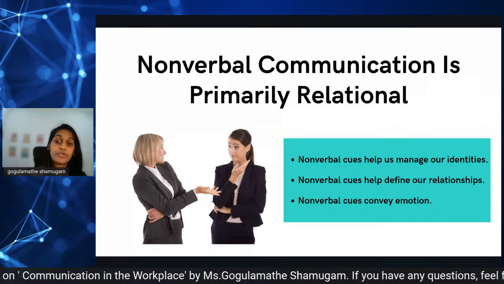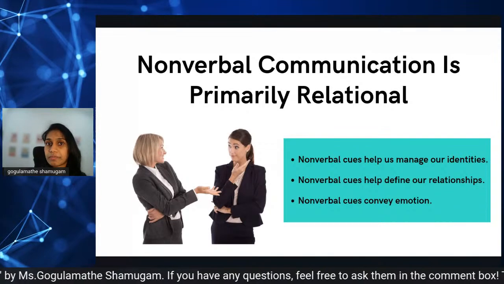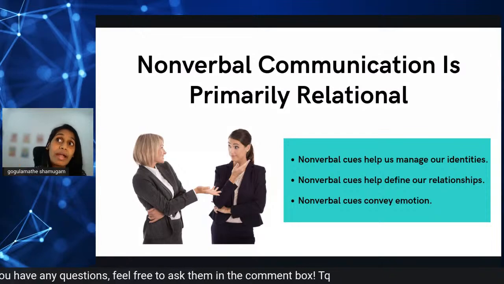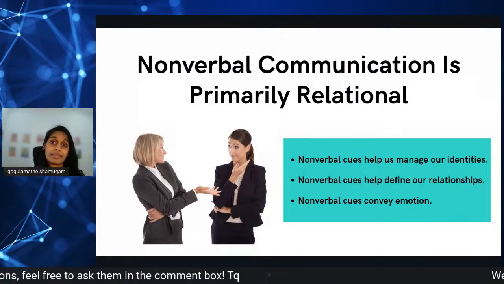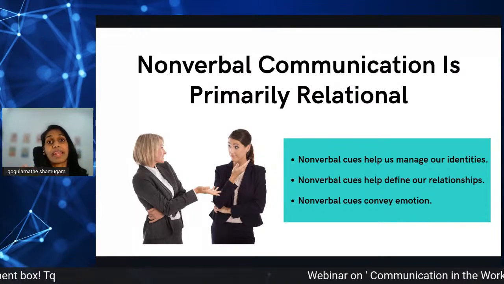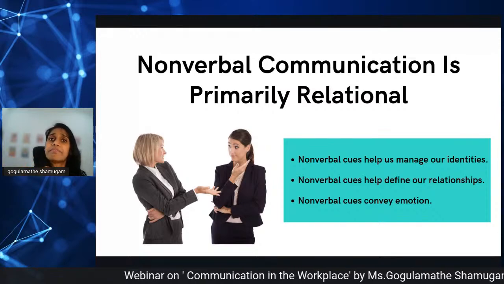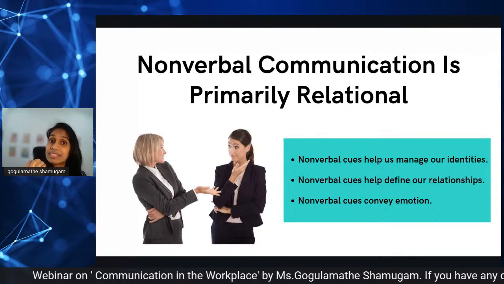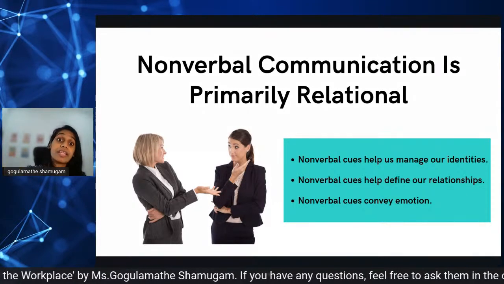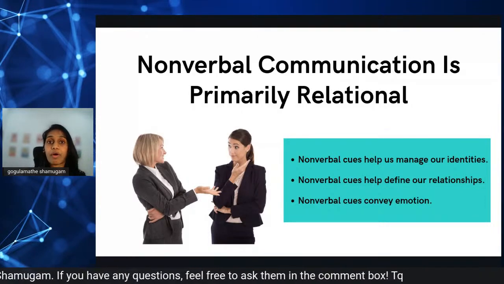Non-verbal cues will help you to manage your identity. Each one of us has our own identity. So what identity do you want to bring out? What identity do you want people to perceive you as? Non-verbal cues will help to define our relationship, right? A simple tap, a simple smile, all these gestures that you are giving to your partner, to the person that you are communicating with, will bridge the gap, it will bring that bonding.